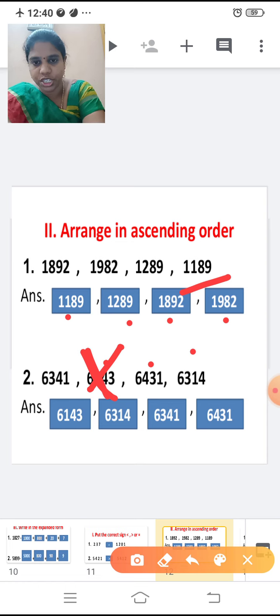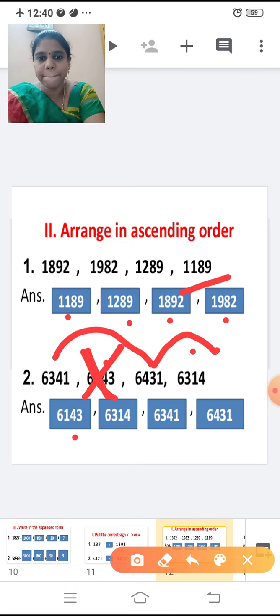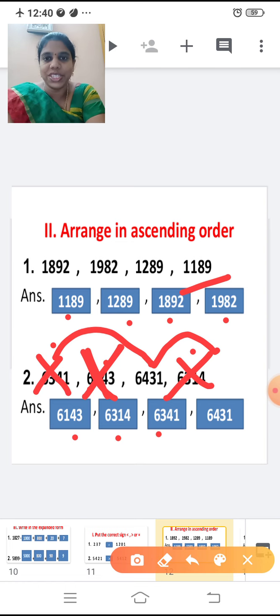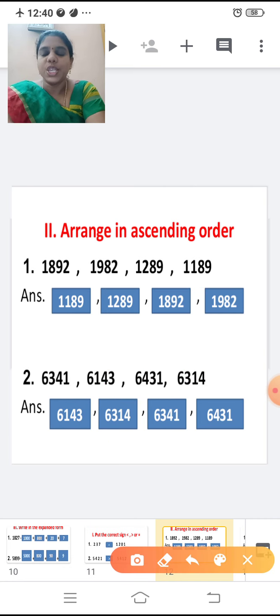So I just cross it out. Write the number down. Then out of these 3 now compare which is smaller. 6314. Then 6341. Then 6431. So first is 6143, the smallest number. Then 6314, 6341, 6431.